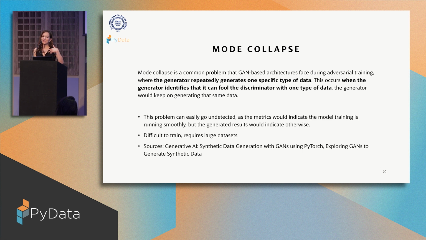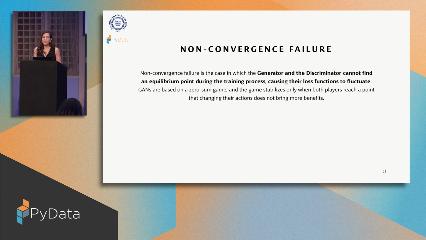So it identifies that it can keep on fooling the discriminator with only one type of data, and therefore it will keep on iterating through the same dataset over and over. In this particular case, the problem can go easily undetected, as the metrics would indicate that the model training is running smoothly. The second main problem is a non-convergence failure. In this case, both the generator and the discriminator cannot find an equilibrium point during the whole training process, and as such, they're causing their loss functions to fluctuate.